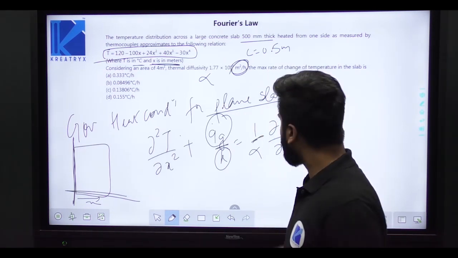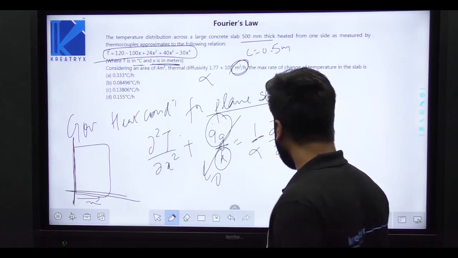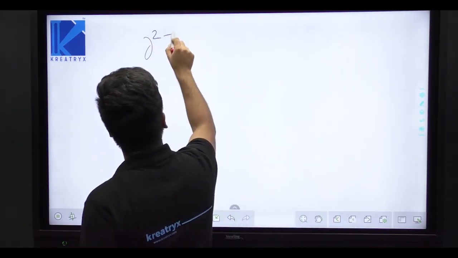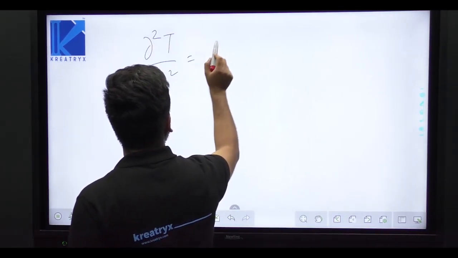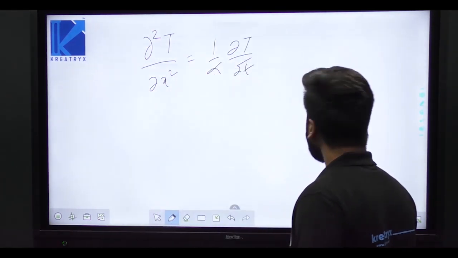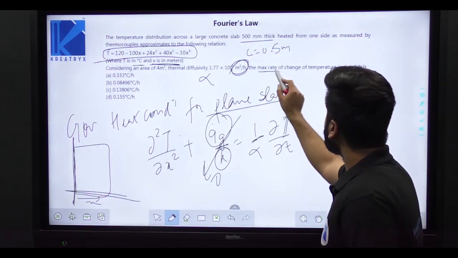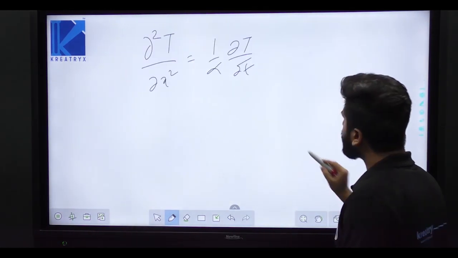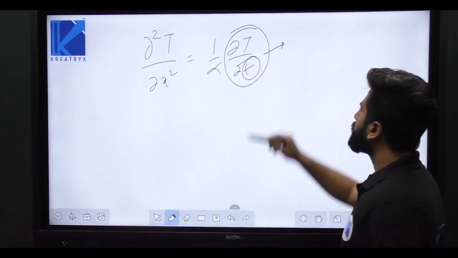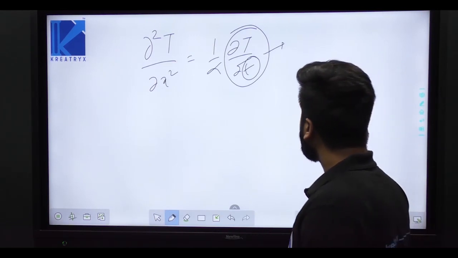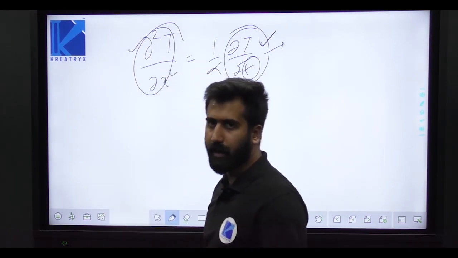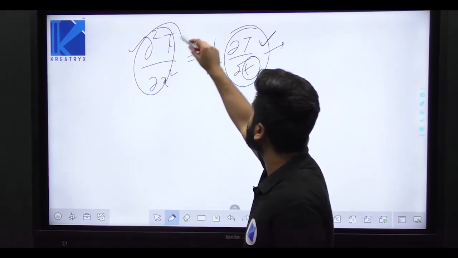So there is no heat generation in the wall, so this term becomes 0, and the equation reduces to ∂²T/∂x² = (1/α) ∂T/∂t. So they have asked us to find maximum rate of change of temperature. Maximum rate means time change of temperature. So you have to find this term, that is ∂T/∂t. Okay. So this will be maximum only if this is maximum. Correct? From the equation, if this is maximum, this will be maximum.